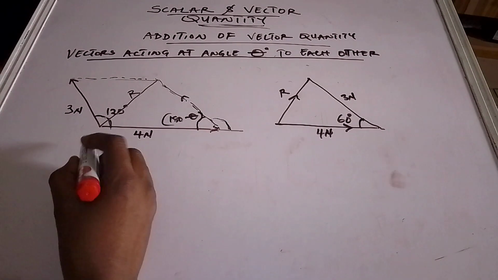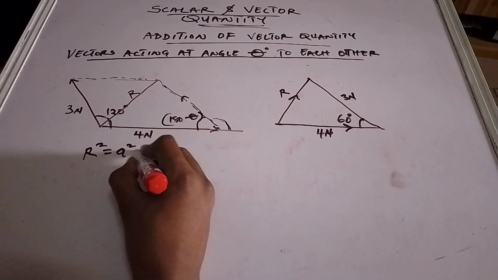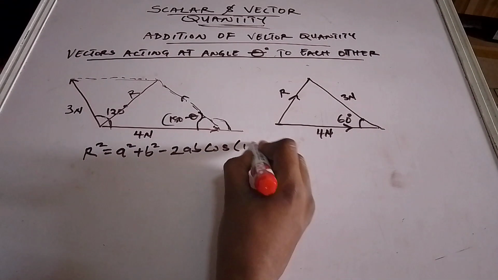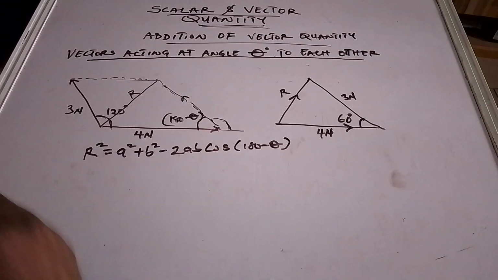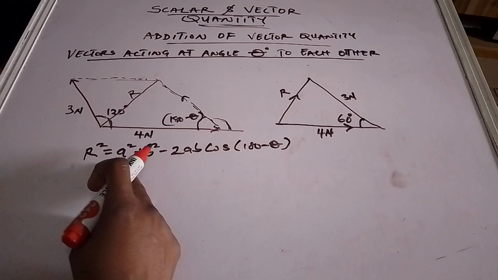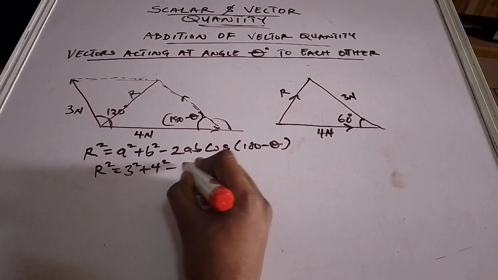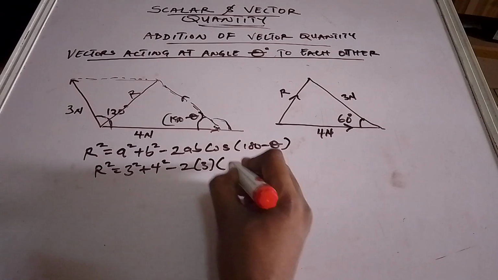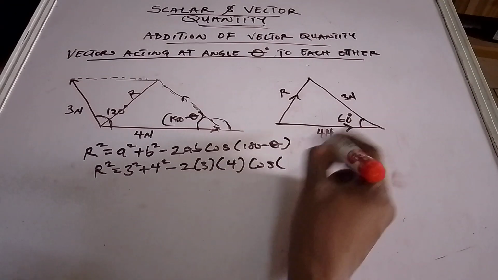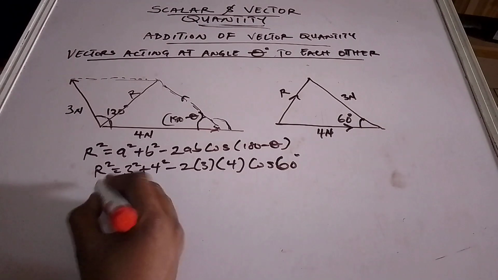So let's find our resultant now using our parallelogram law, which says R square is going to be A square plus B square minus 2AB cos of 180 minus theta, whereby theta is the angle between the two forces. So our R square equals A square plus B square. Remember, A and B are the first F and the second F, which are 3 and 4. So you just say 3 square plus 4 square, then minus 2AB, that is 2 times 3 times 4, cos of 180 minus theta. Theta is 120, which we have found to be cos 60 degrees. So now that we have that, let's begin to solve for it.